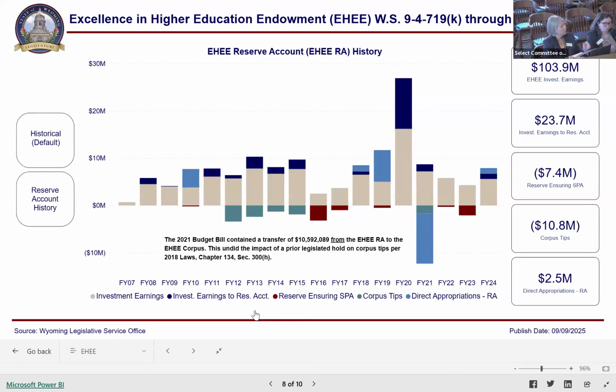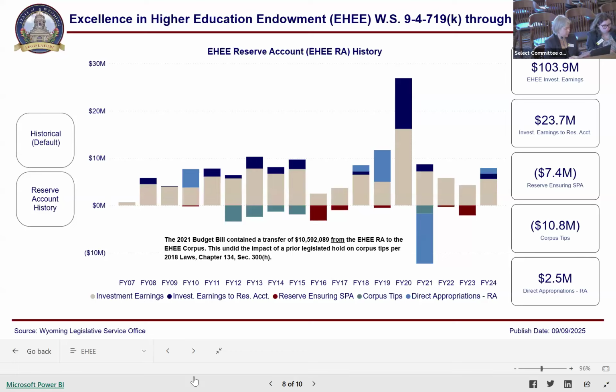So on your cards over there on the right, that 10 million is showing as an appropriation instead of as a corpus tip. You could look at it either way, but it technically was a direct appropriation. If you wanted to look at it the other way, it would be 21.3 million of a corpus tip and 13 million in direct appropriations, if you wanted to move that category.